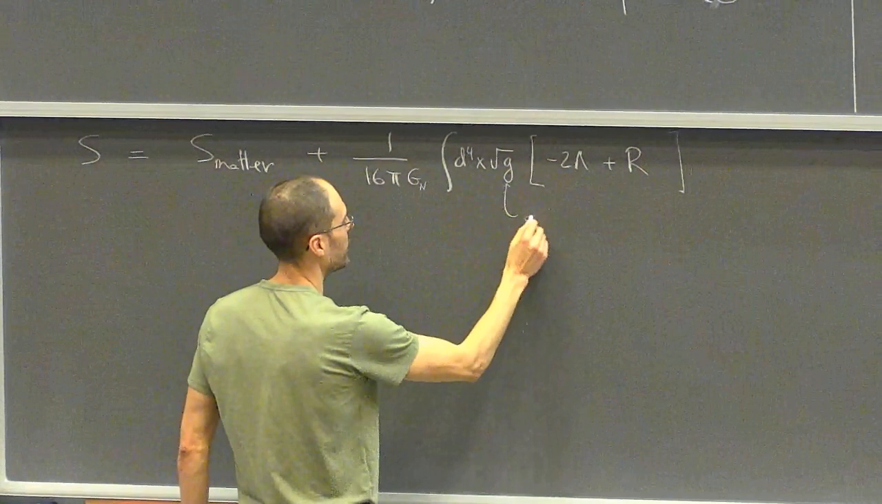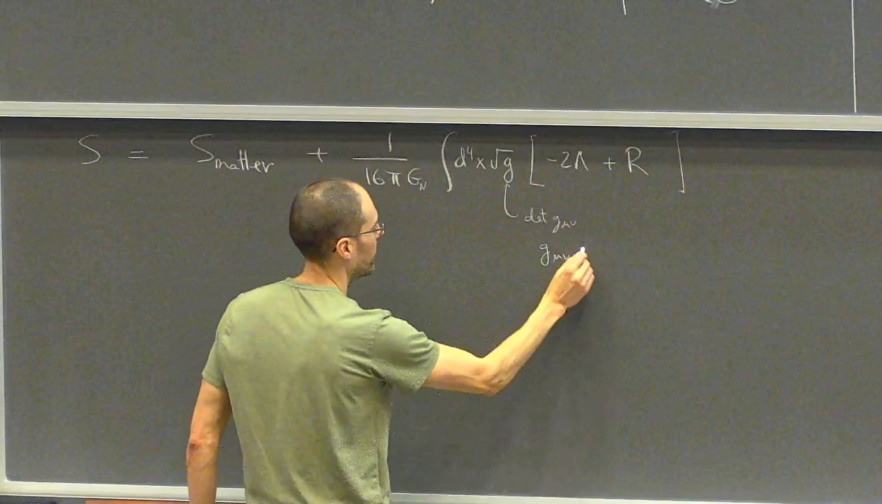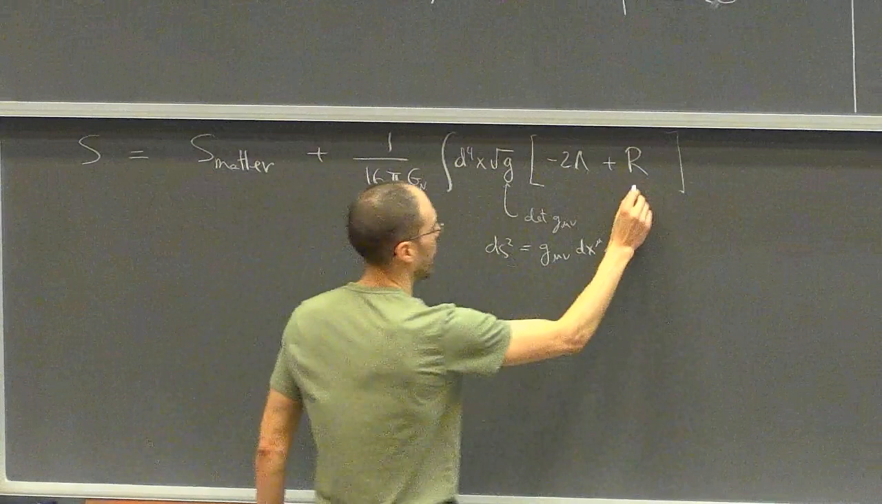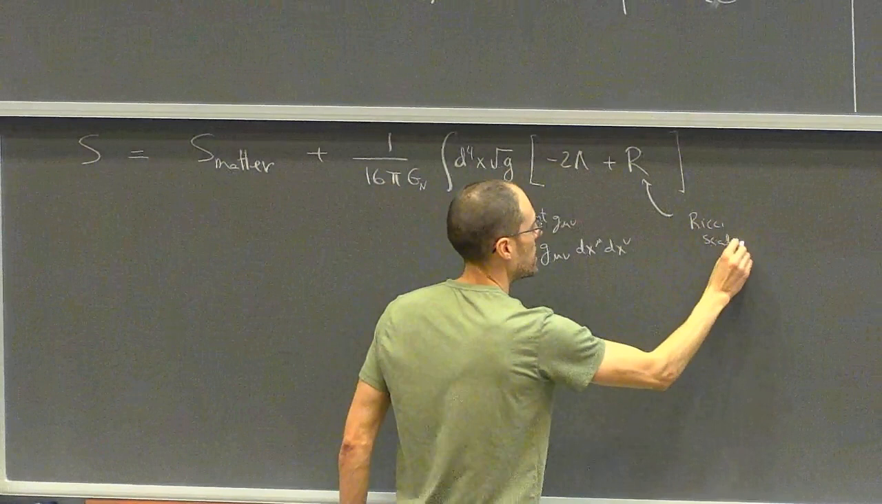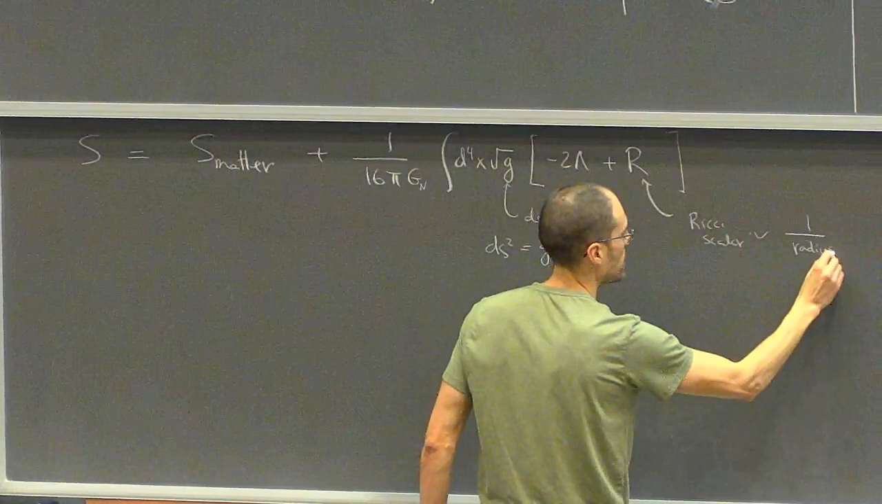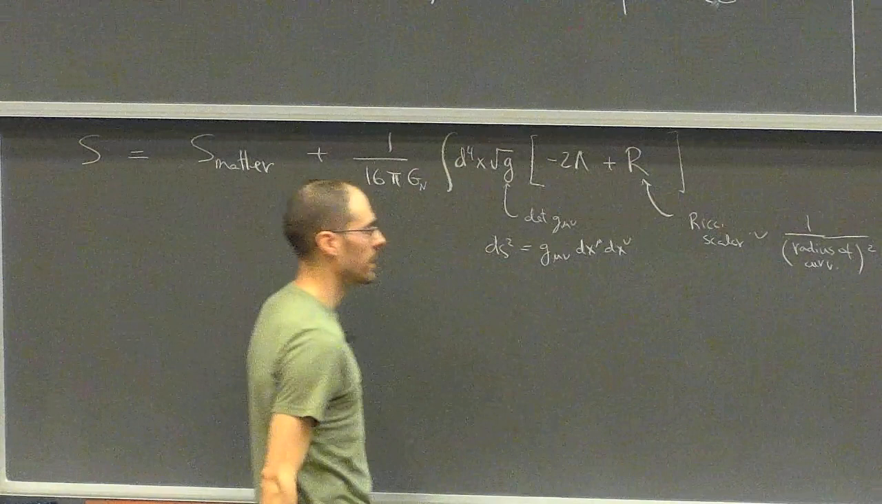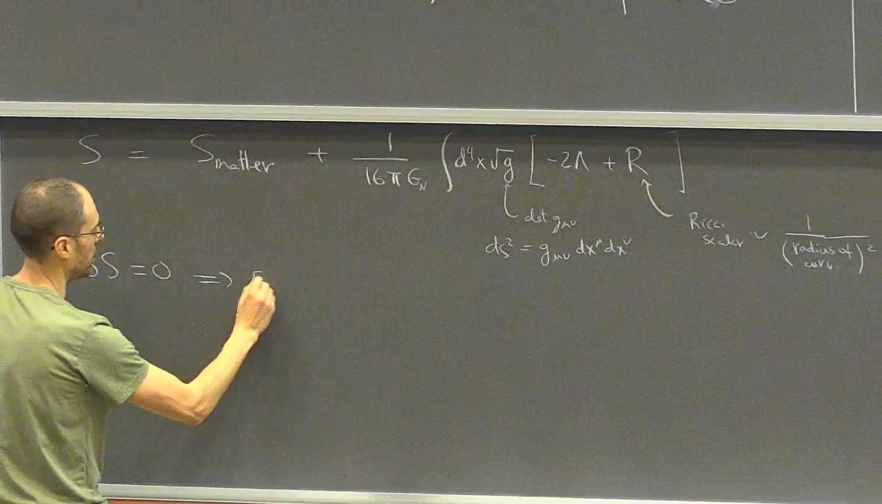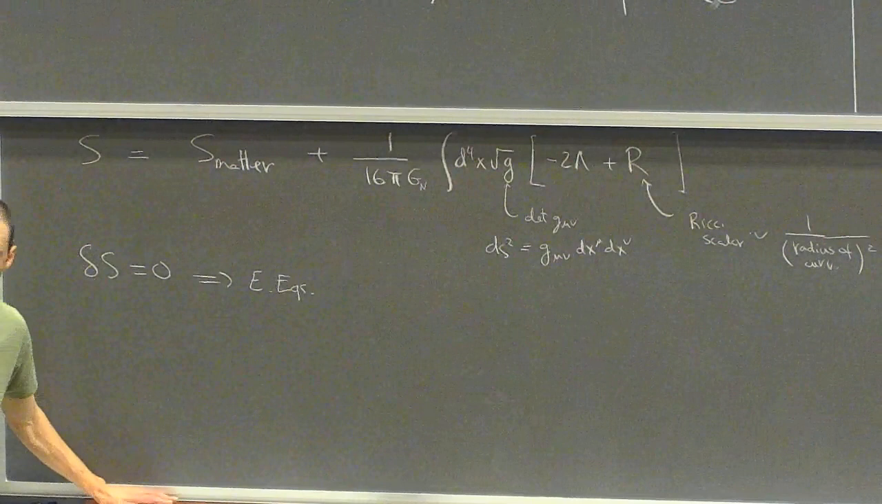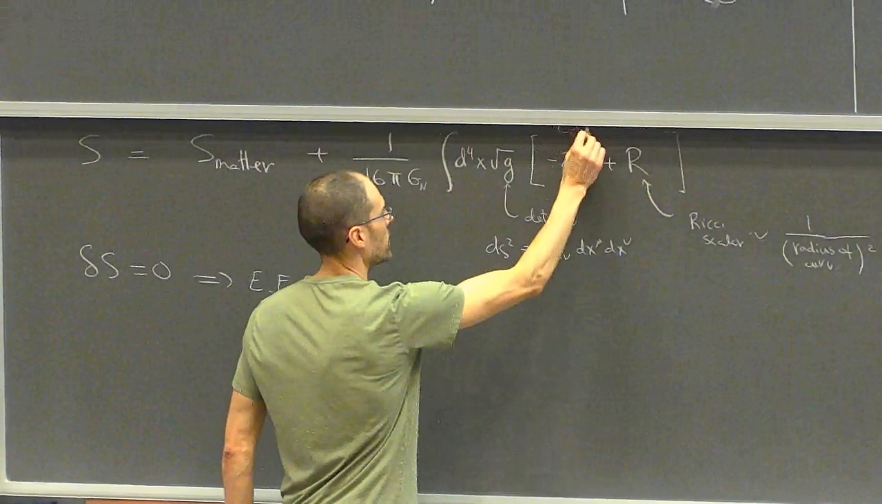Remember that the metric measures distances: g mu nu dx mu dx nu is the distance squared. And this is a measure of the curvature, the Ricci scalar, which is one over the radius of curvature squared. If you recall, if you set the variation to zero, you get Einstein's equation. So that's general relativity. And this is the cosmological constant, which is probably something familiar.